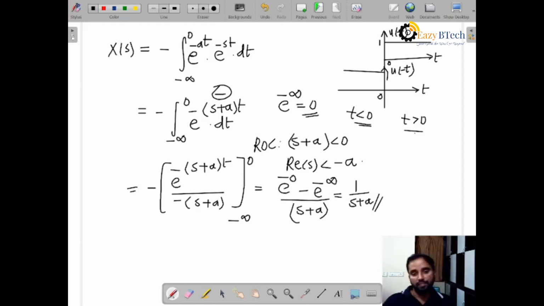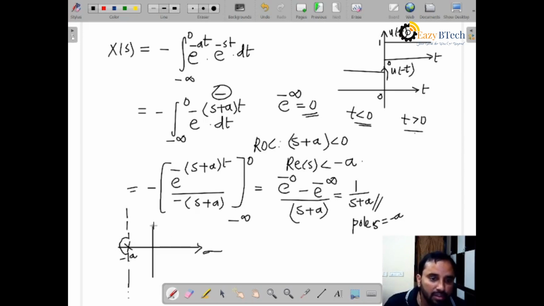Okay, and if you draw the ROC, x-axis, y-axis, and where is the pole? S is equal to minus A is the pole. So take the pole at minus A, only real pole, it is on the real axis. So draw a vertical dotted line, excluding minus A. And this is the real axis sigma, and this is the imaginary axis j omega.